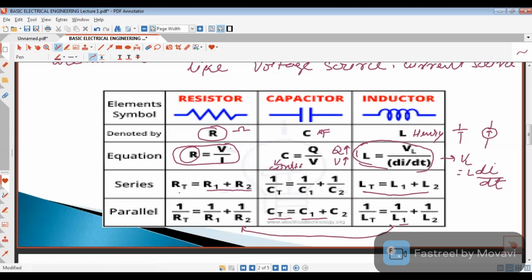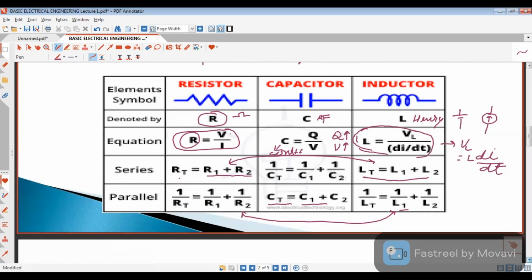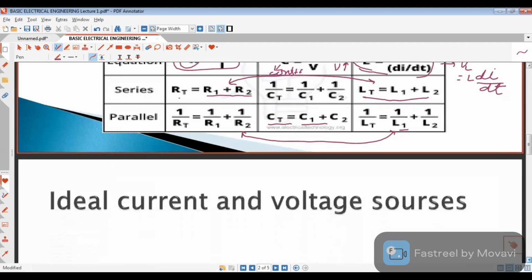As we can see here, it is the same form of grouping, like in series and in parallel, of the inductor and the resistance. Capacitor has inverse relation with respect to the resistance.